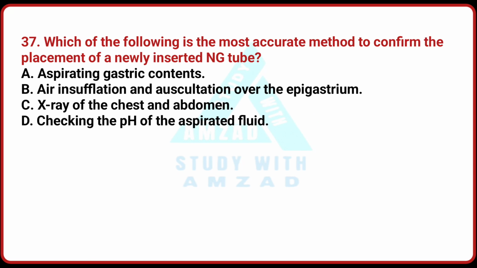Next question. Which of the following is the most accurate method to confirm the placement of a newly inserted NG tube? Option A, aspirating gastric contents. Option B, air insufflation and auscultation over the epigastrium. Option C, X-ray of the chest and abdomen. Option D, checking the pH of the aspirated fluid.